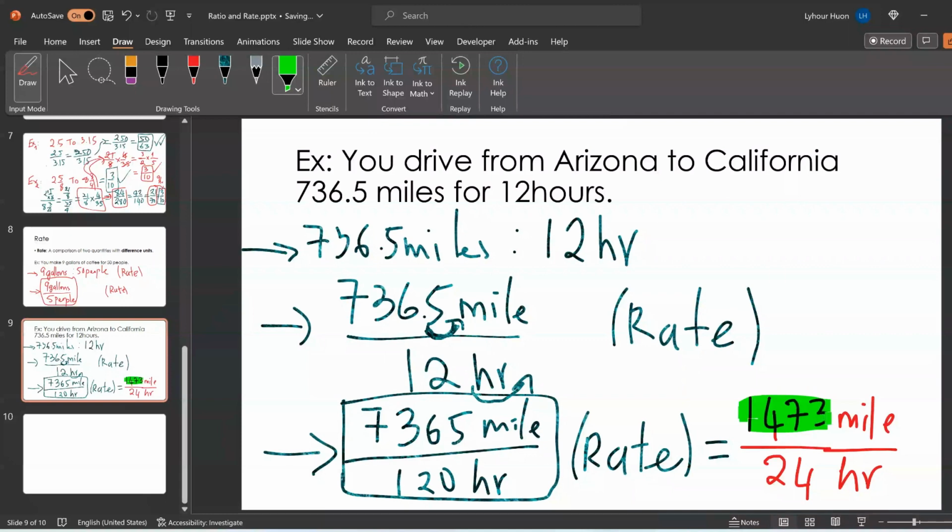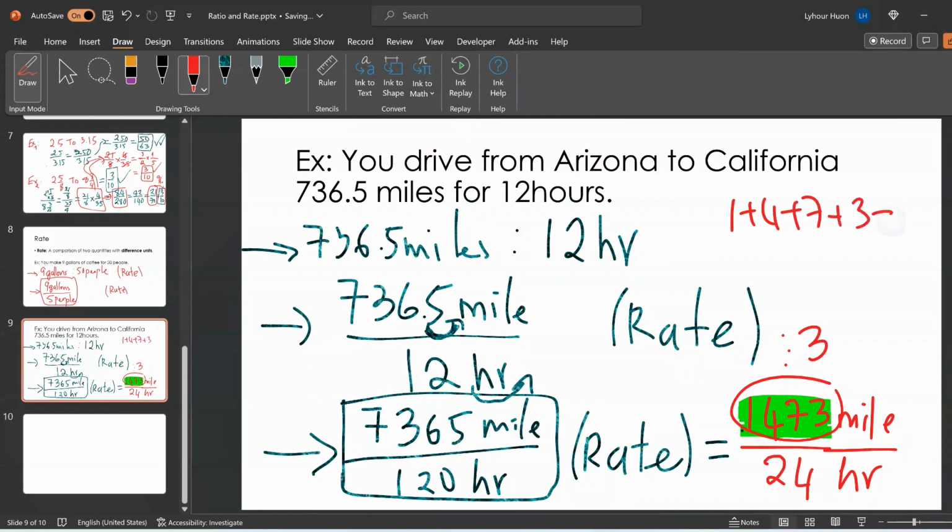Can we just figure out the LCM? No, we use the divisibility rule, right? I forgot about the divisibility rules. Any number is divisible by 3 if the sum of all the digits of the number is divisible by 3. Like 1 plus 4 plus 7 plus 3 equals 15.